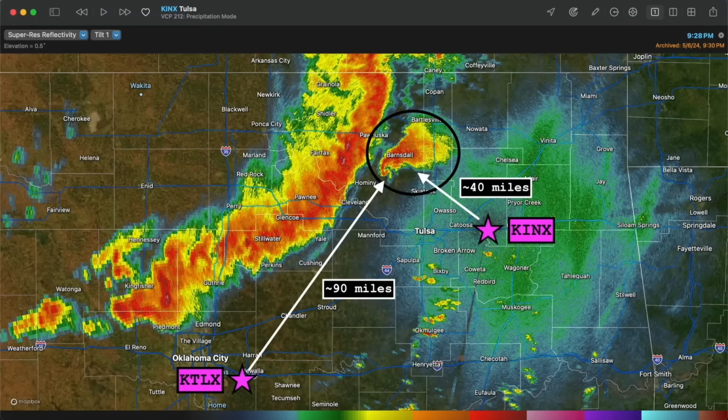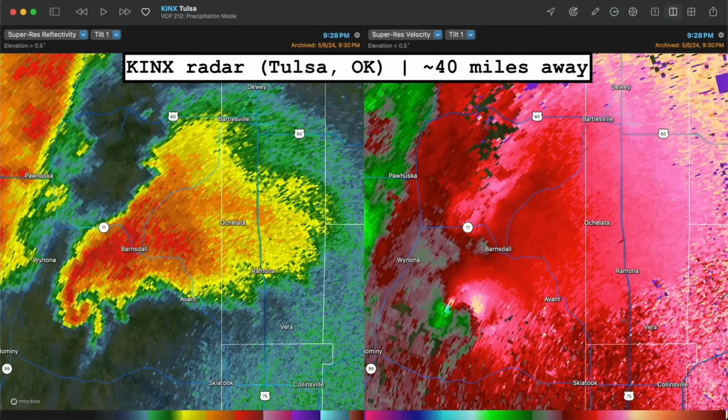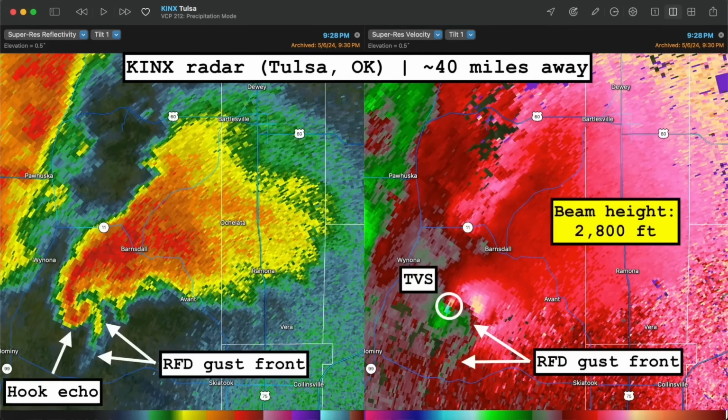For example, let's look at the supercell that produced the Barnsdall, Oklahoma EF4 tornado on May 6, 2024, using two different radar sites. First, we'll look at the supercell from the Tulsa radar site KINX, located about 40 miles from the storm. Note the well-defined hook echo and rear flank downdraft gust front boundary, evident in both reflectivity and velocity data, as well as the strong tornado vortex signature.